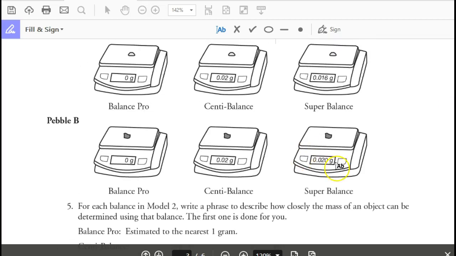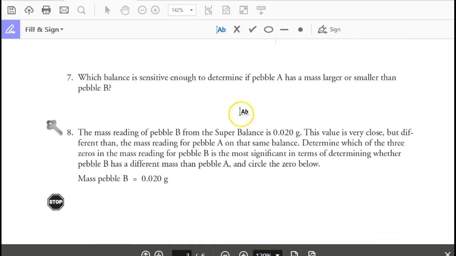If we look at the super balance, here it's reading 1.16 and this one's reading 0.020. You can tell that the 0.020 grams is bigger, but the most significant digit is probably the one at the end, because this super balance is reading up to the thousandths place. So the most significant number is probably the 0 at the end, because this is giving us the most precise reading, and it's something that the balance can pick up.